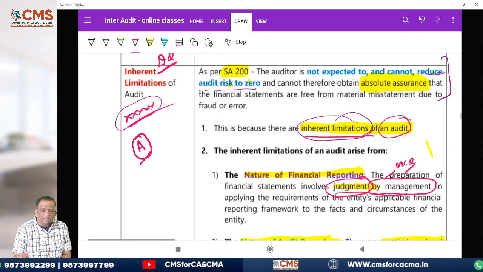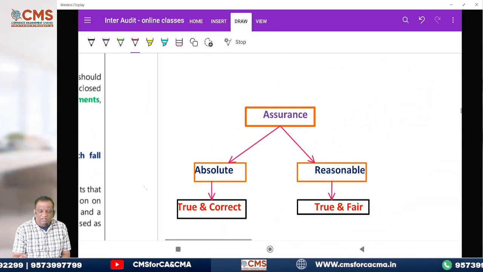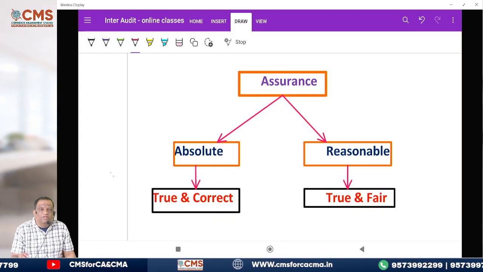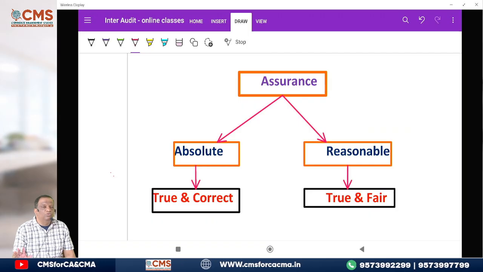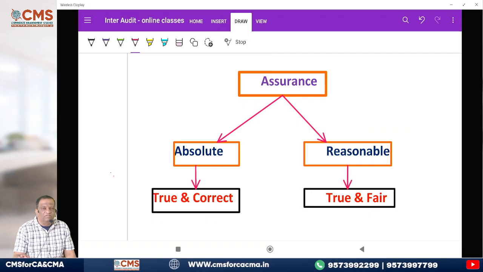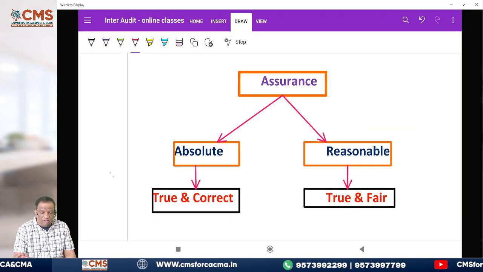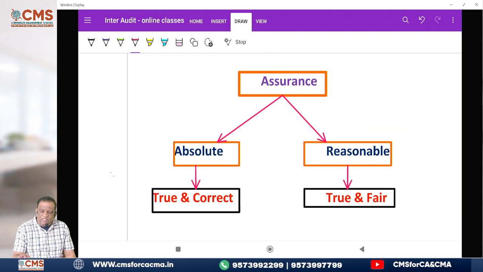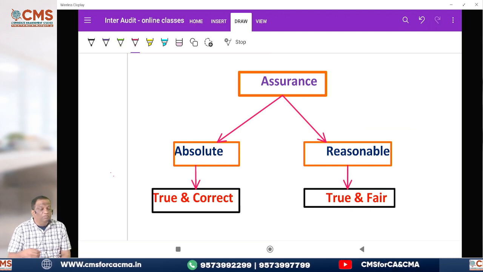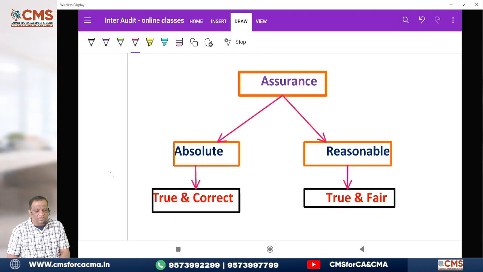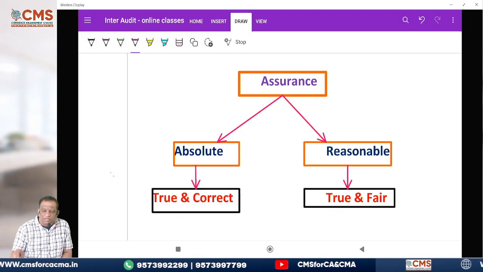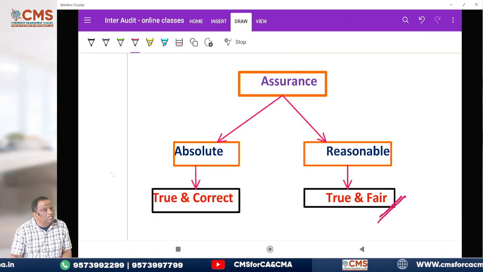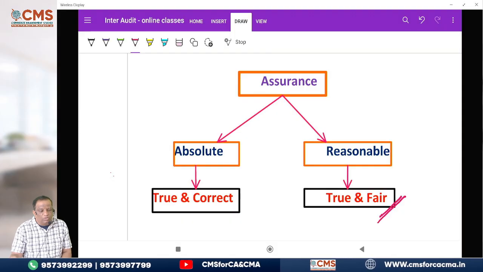Now, what are the inherent limitations? But to understand this, we need a little background. As an auditor, the assurance I give is of 2 types. One is absolute assurance, second is reasonable assurance. There is one more, limited assurance. We'll come to it a little later. But at this juncture, 2 things: absolute assurance and reasonable assurance. Absolute assurance would translate to true and correct. Am I confirming true and correct as an auditor? No, that is not what I am doing. What I am doing is true and fair, which means the usage of the word fair is nothing but reasonable. So to repeat, there are 2 types of assurance.